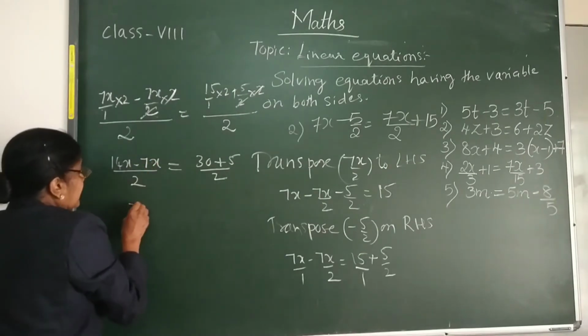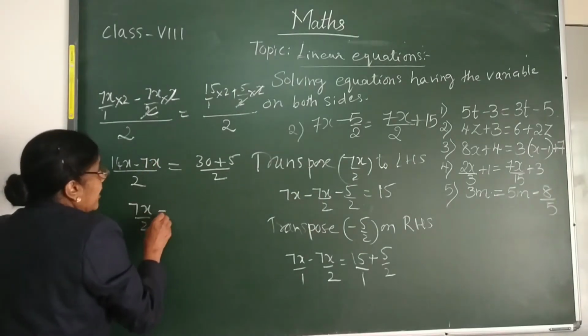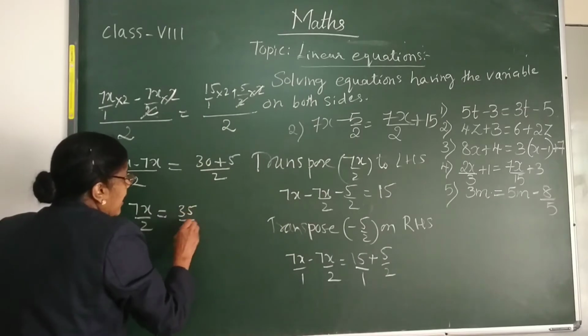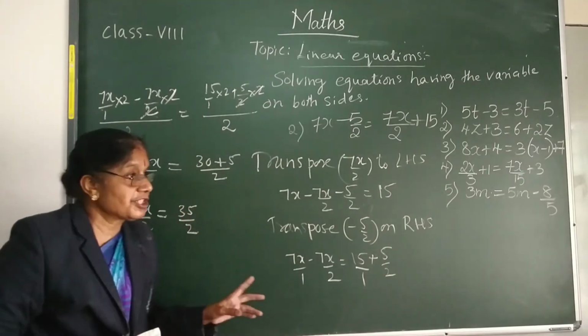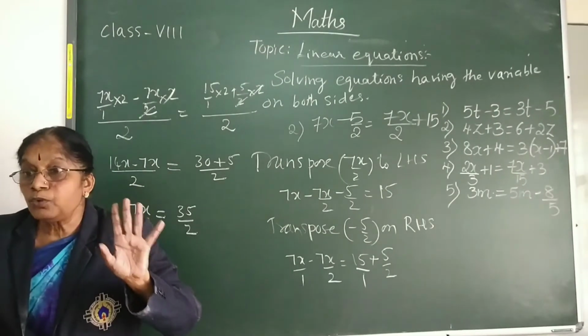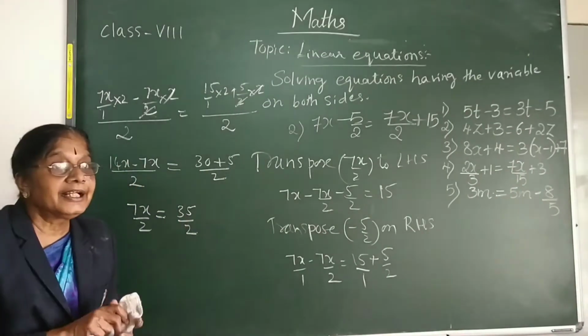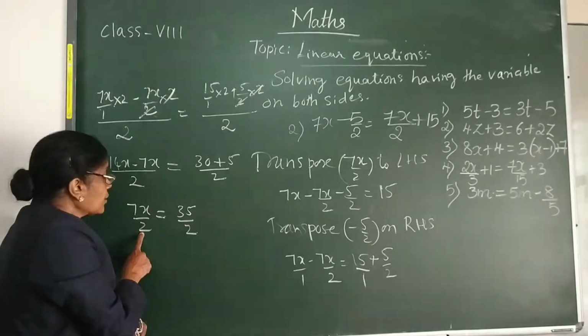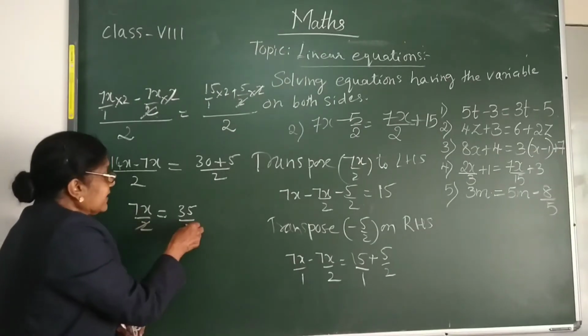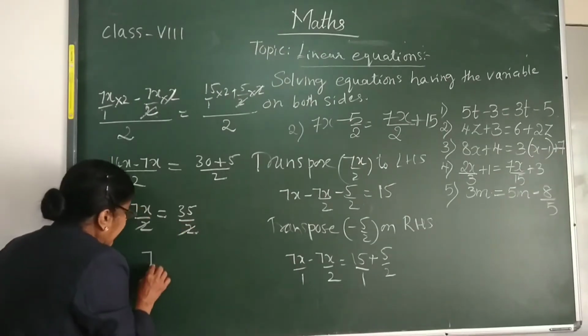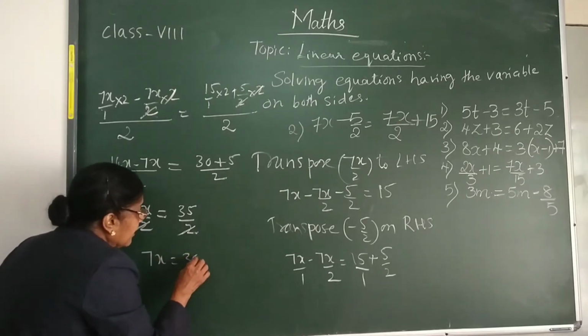14x minus 7x is how much? 7x. 7x by 2 is equal to 35 by 2. In equations, one rule is there. What does the rule say? If the denominators are the same, we can cancel the denominators. See, here it is 2, here it is 2. So we can cancel the denominators. So what will we get? 7x is equal to 35.